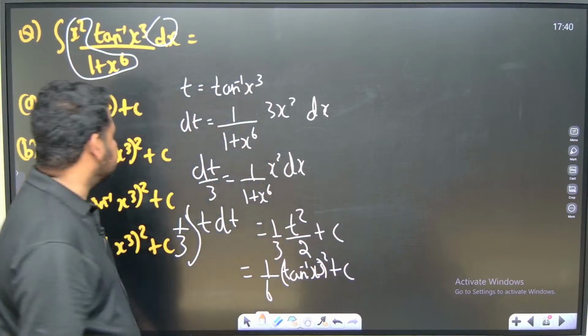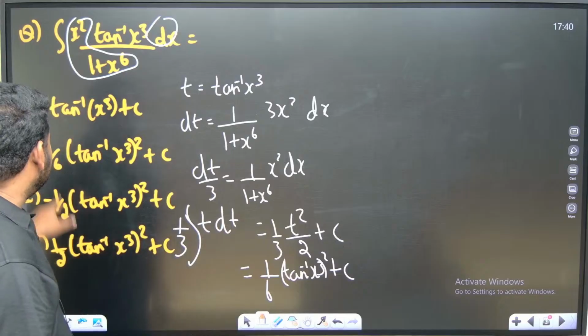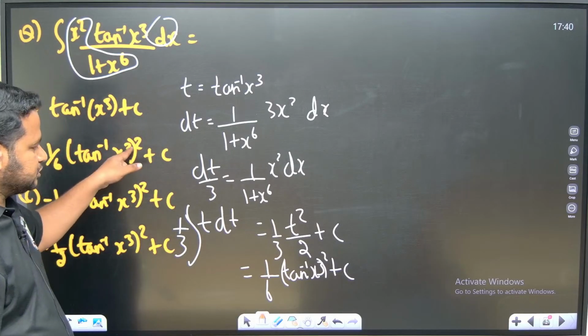This is the answer to this question, friends. Which is the option? That is option B, 1 by 6 tan inverse of x cube whole square plus c.